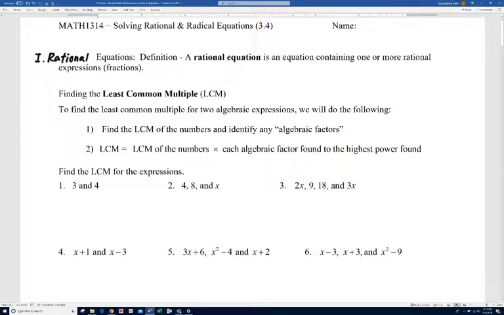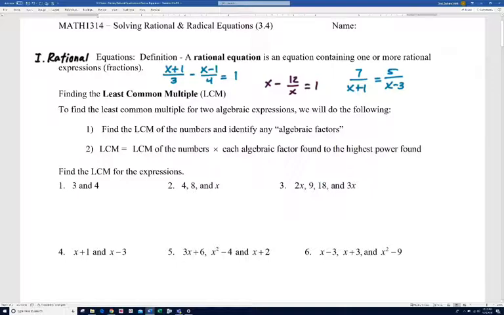Okay, in this video I will be discussing how to solve rational equations. And these are just equations that contain one or more rational expressions, also known as fractions. So here's some examples, and you can see all of these equations have at least one fraction in them. And one of the things we'll focus on in most of our problems are equations where the fraction has a variable in it, in the denominator. And so let's go ahead and get started.